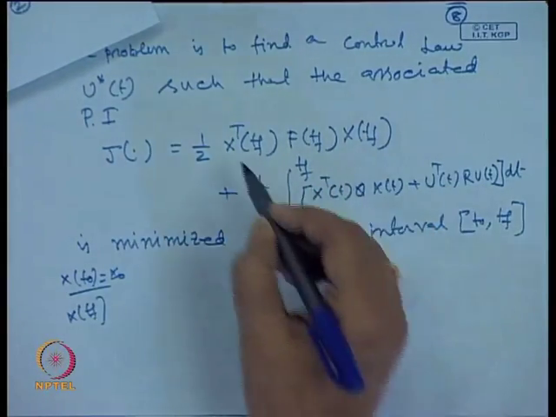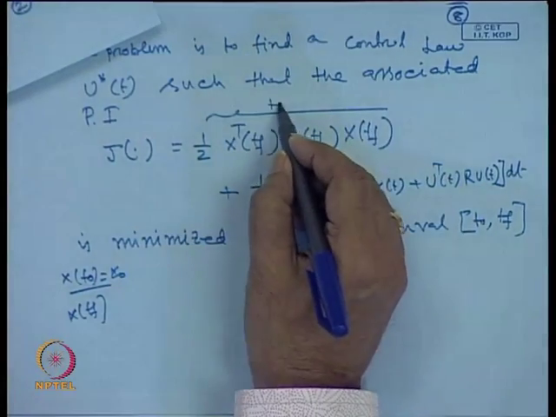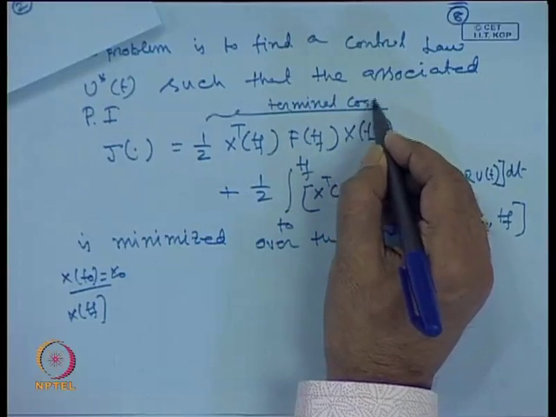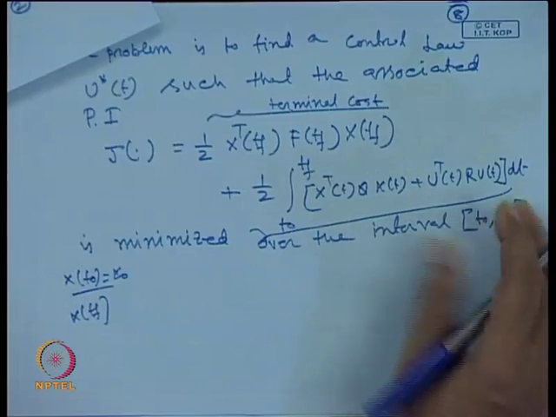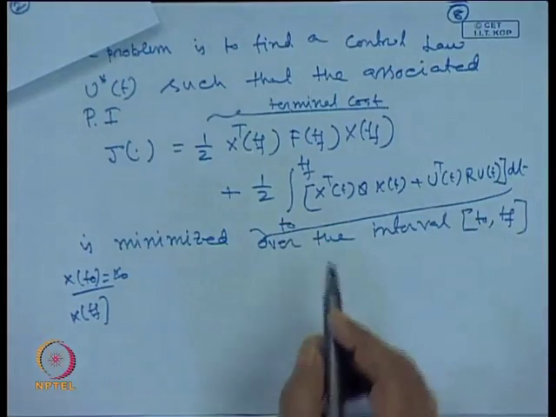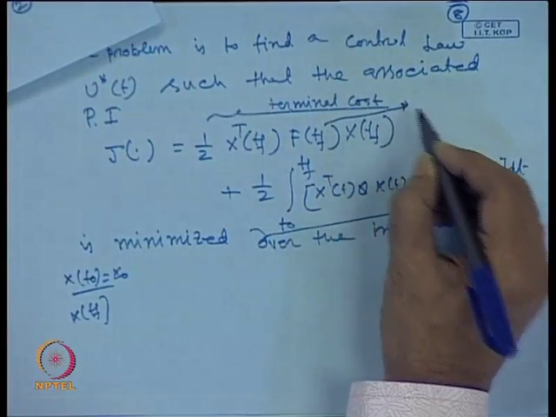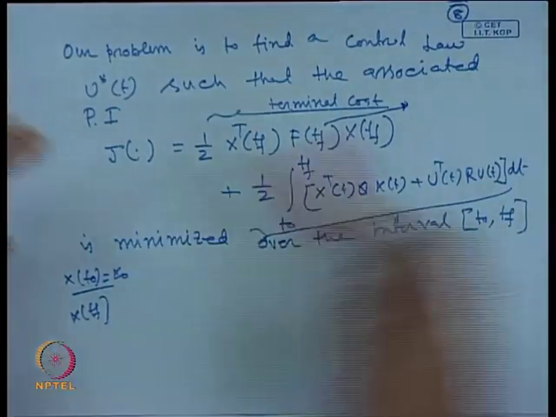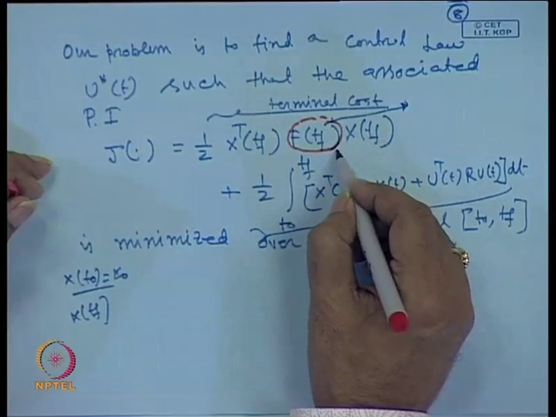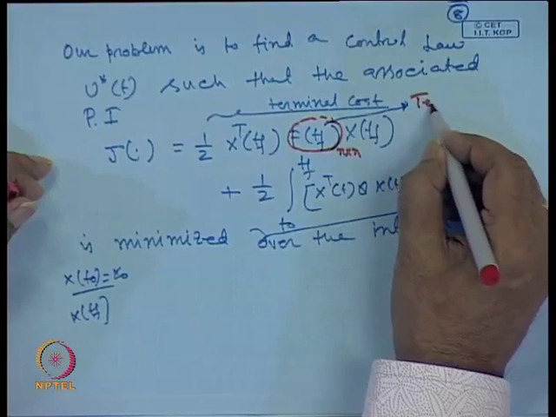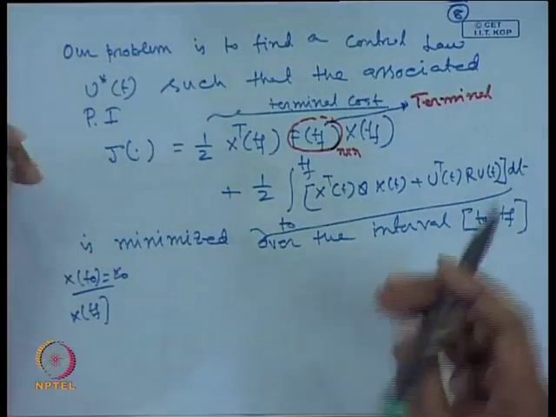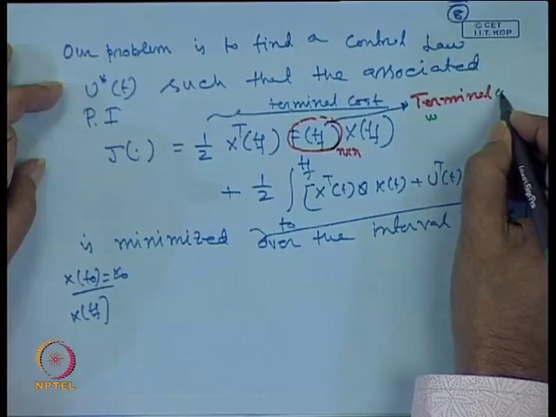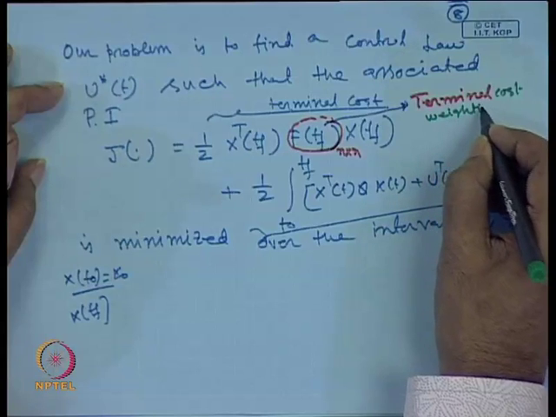And what is the performance index? Similar to the earlier discussion, this is a terminal cost, and this whole part is an integral cost functional. Now, this F of t_f is called the terminal weighting matrix, the terminal cost weighting matrix. This F is a matrix whose dimension is n cross n.